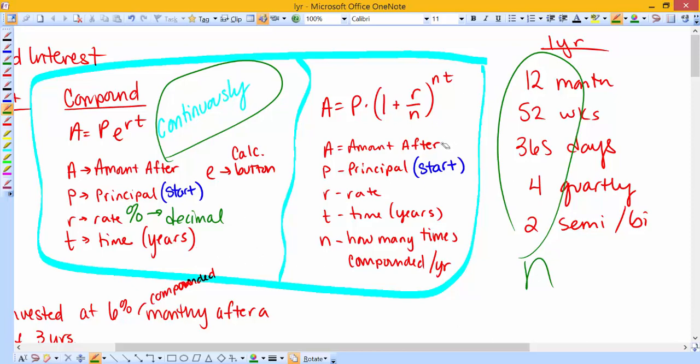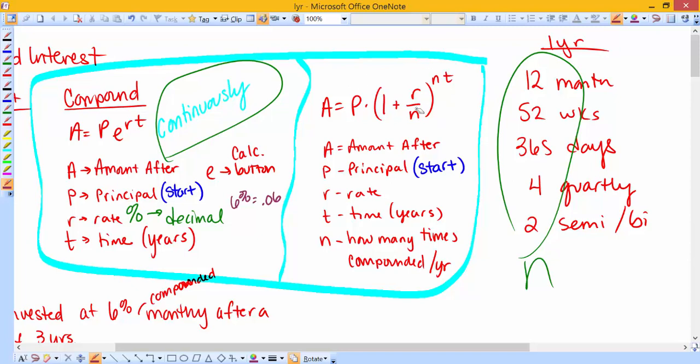A is your amount after the interest has been applied. Principal is your starting amount, what you put into the account. Rate is the rate that the bank is offering you. If it says 6%, then it's 0.06. So we need to make sure that we remember how to do that. So 6% would be 0.06. You must move your decimal place twice. Time is in years. So continuously, that's all you would have. This would be the formula that you would use, PERT for short.